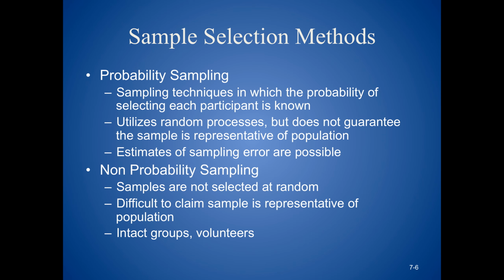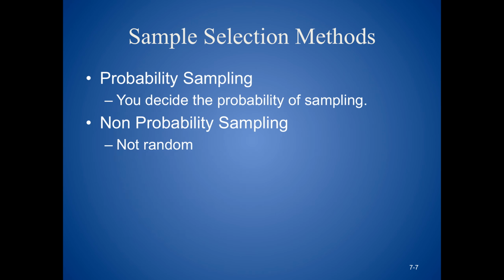Non-probability sampling, samples are not selected at random. It's difficult to claim that the sample is representative of the population. So this is intact groups or volunteers. So probability sampling, you decide the probability of the sampling. And non-probability, it's not random.